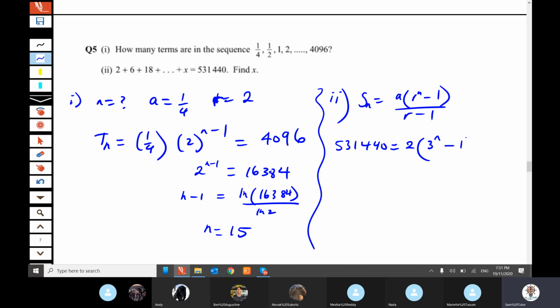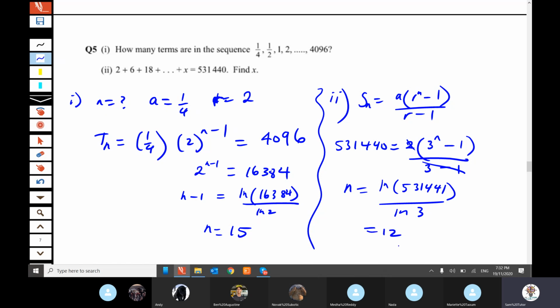We should double check this actually. 3 minus 1. And then 2 and 2 will cancel out, plus 1, log it. I'm just going to do it all in one go because I think you guys will get this. It's going to be plus 1, so the log of 531,441 divided by log 3. N equals 12.